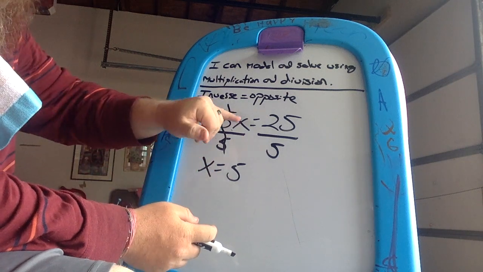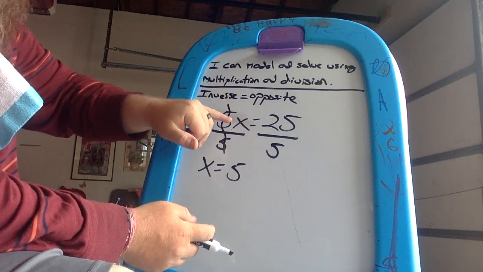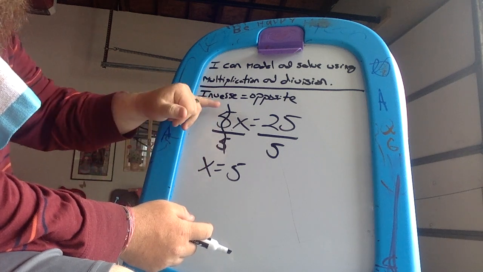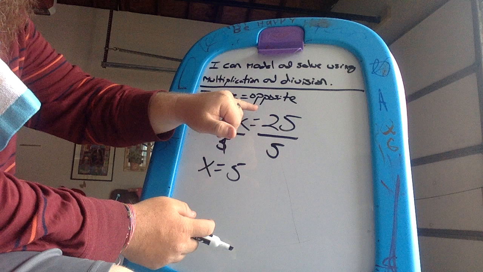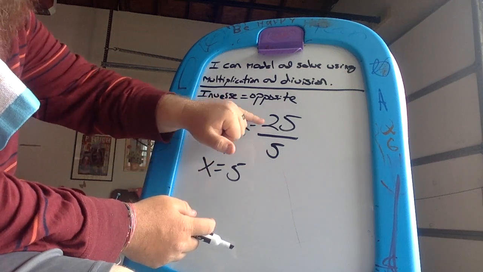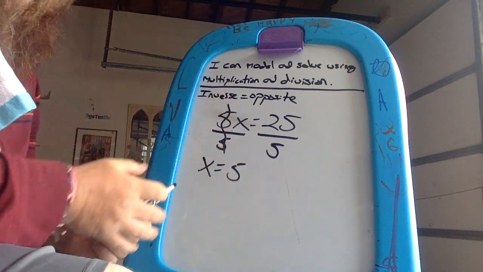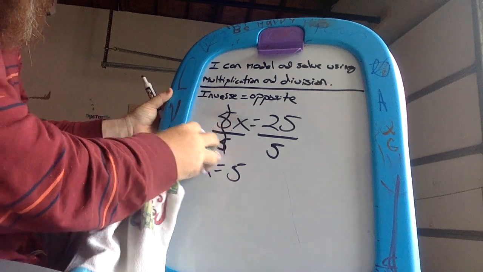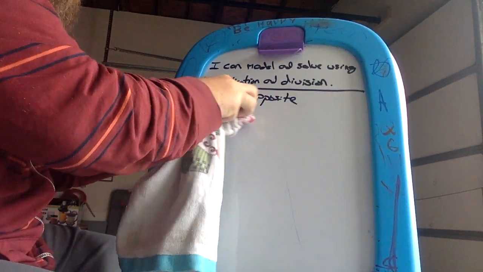But 5x equals 25. A number next to a variable is multiplication, so you do the inverse, which is divide. Divide both sides by the number next to the variable. The numbers cancel out, and you now have the variable by itself. Then 25 divided by 5 is 5. That's what you're doing to solve the process. Okay? Let's do 2 more.